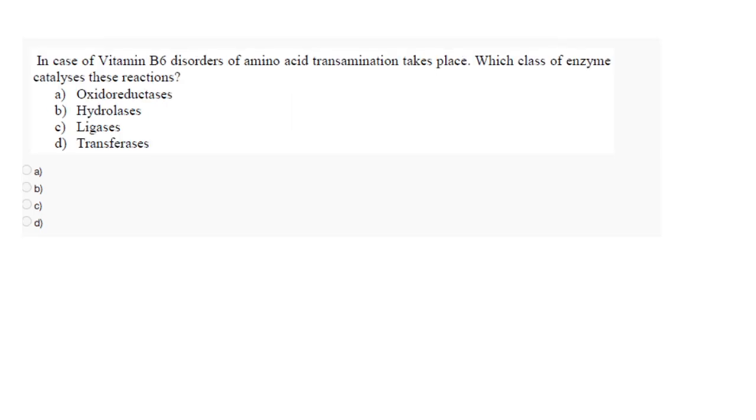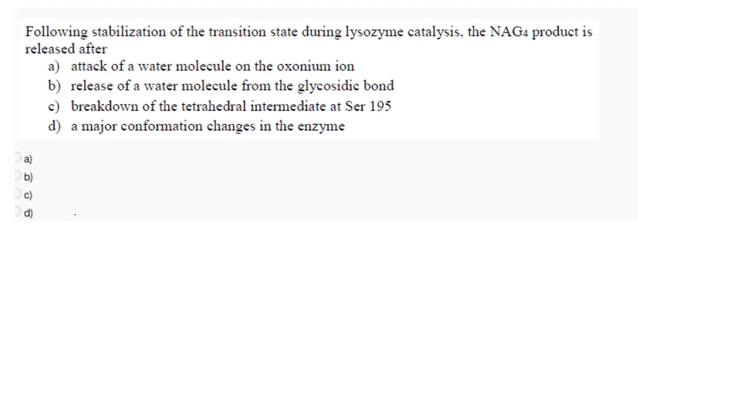In case of vitamin B6 disorder, amino acid transamination takes place. Which class of enzyme catalyzes this reaction? It is oxidoreductase, hydrolase, ligase, or transferase. So which class of enzyme catalyzes the transamination? It is a transferase.